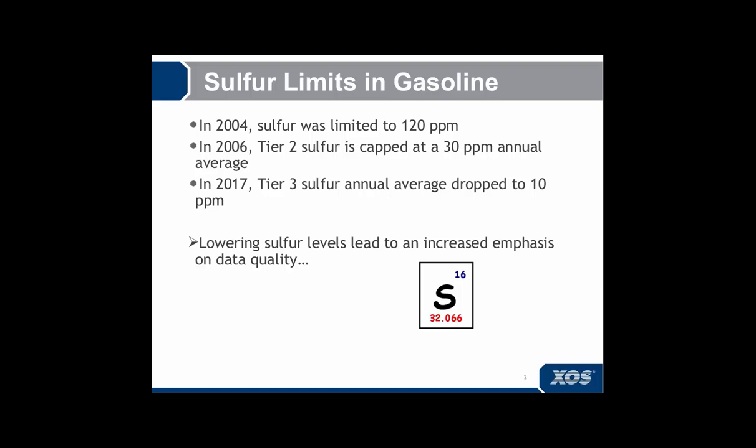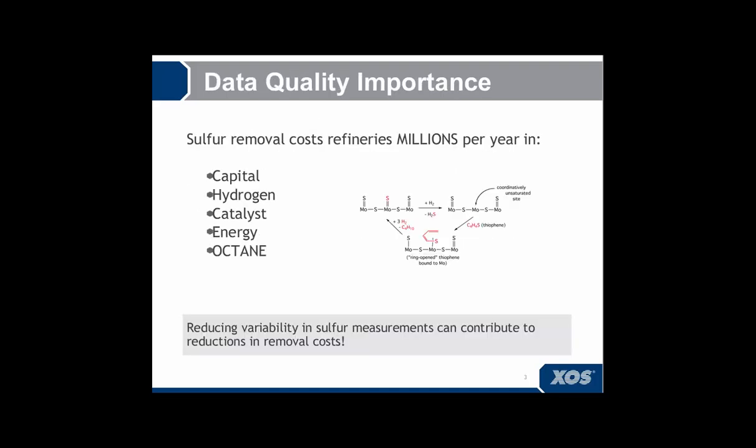With these lowering sulfur levels, this has led to an increased emphasis on data quality. And why is this important? It's because sulfur removal costs refiners millions per year in capital, hydrogen, catalyst, energy, and octane. And if you can reduce the variability in your sulfur measurements, you can improve the data quality, allowing the refiner to manufacture the product closer to the specification max, thus saving money.